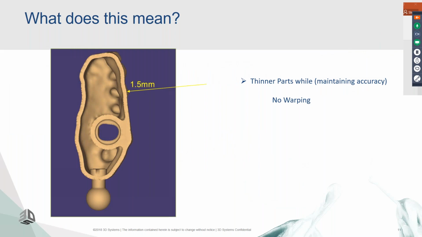It also means that you can have nice thin parts. You are able to have a 1.5 millimeter model wall without warping, which also helps with the stacking process. So we're able to conserve a lot of material by not using solid models for your orthodontic arches.